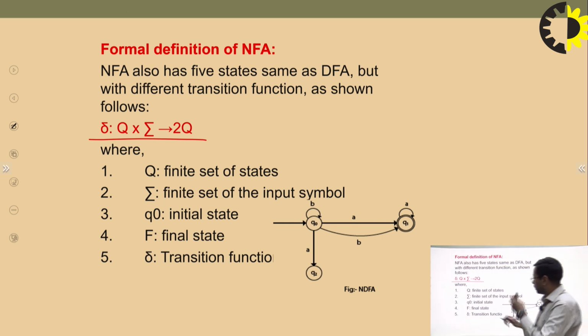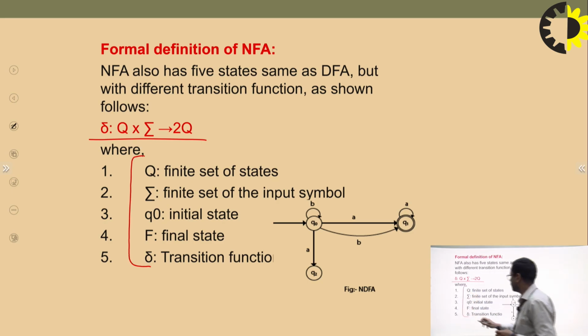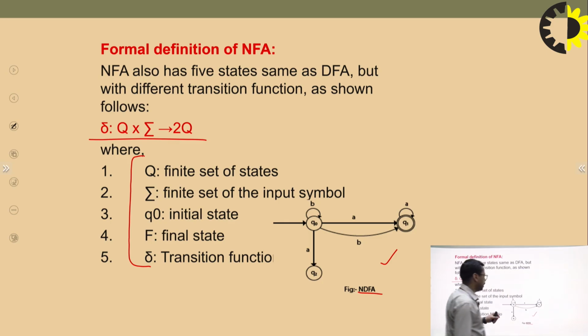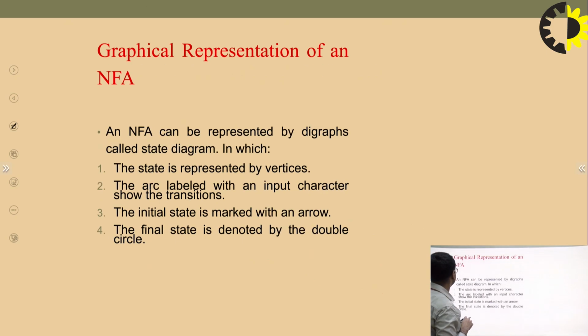It also contains some tuples, with the same meaning as discussed for the DFA case. It is the basic NFA or NDFA model, where Q naught is the initial condition and Q1 is the output state. When we apply the input symbol A to that particular state Q naught, it goes to Q1 and Q2 also. But in the case of the DFA, it will move to Q1 or Q2 in a particular state.